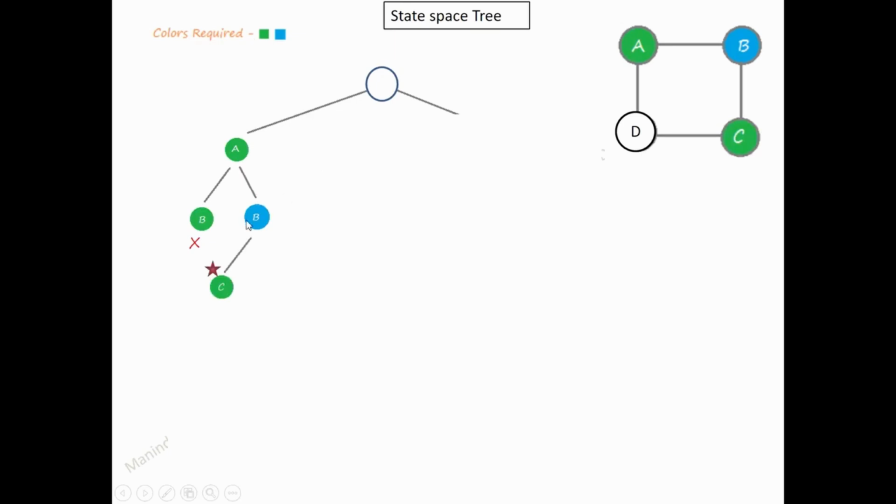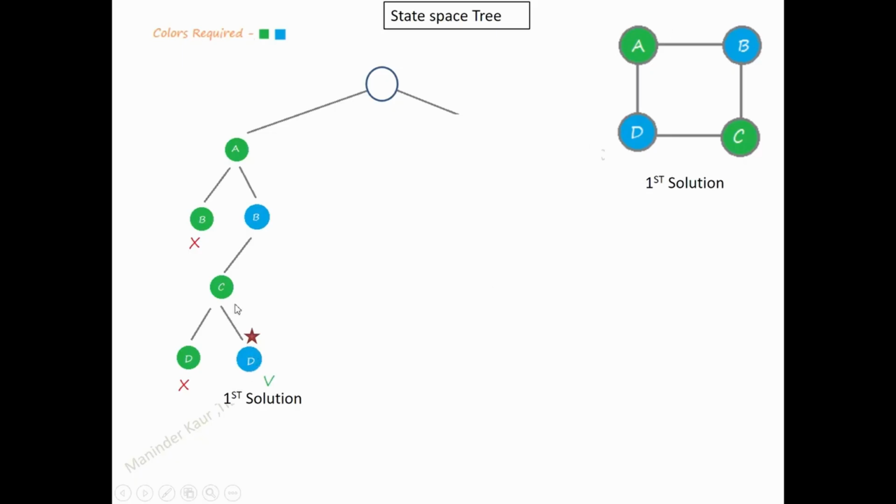For C, the initial color to be given will be green, which serves the purpose, that is, no two adjacent vertices have the same color. It is satisfying the property of graph coloring. It can be painted with that. After that, we will try to paint D. D is given the first color, green, which is not possible, because A and C both are already green. D is given another color, that is blue. From here we are getting the first solution.